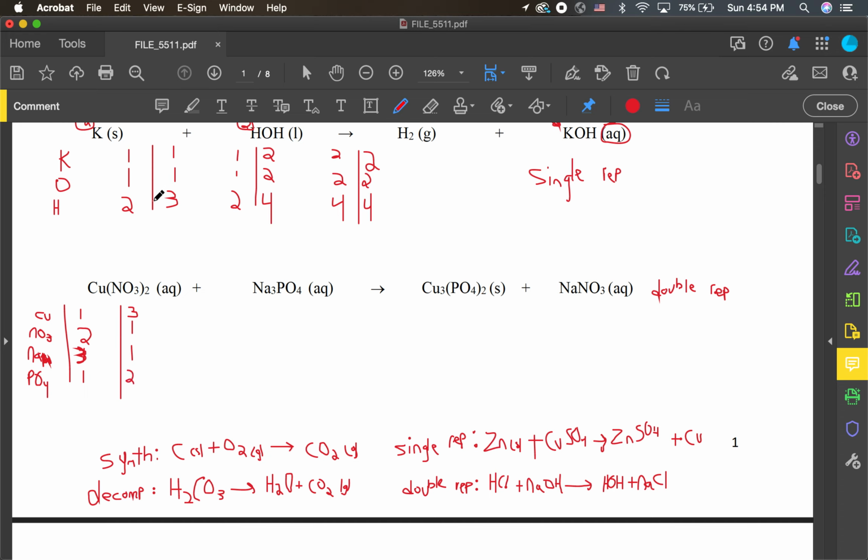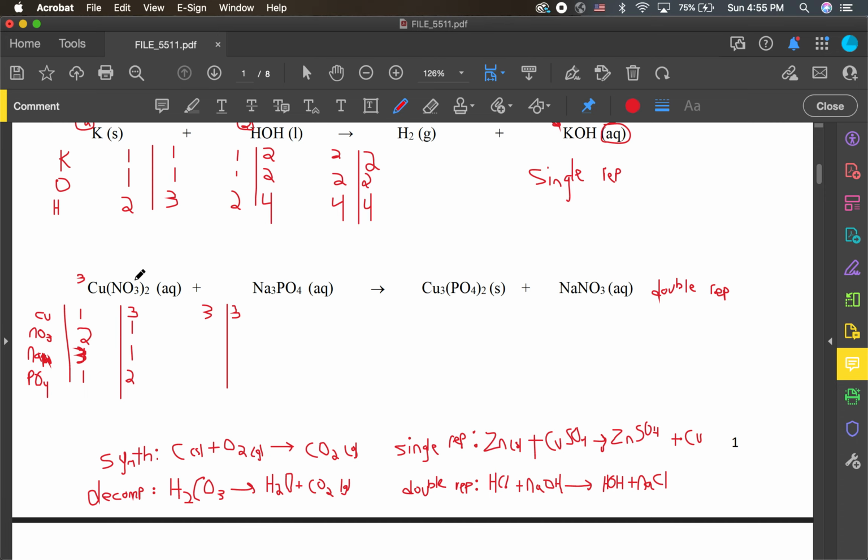So this one looks a little bit different than the other ones. We've got kind of all over the place, zigzagging. So let's start with copper. If we make this a little 3 right here, because we want to match the 3, how does that affect everything else? We'll do it one more time here. So that gives us 3 coppers and 3 coppers.